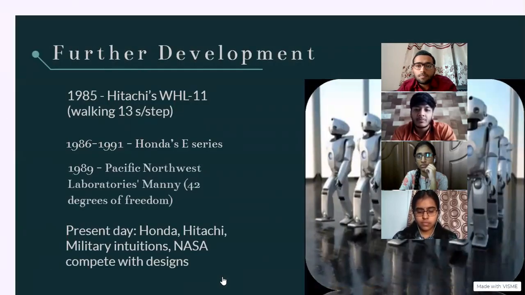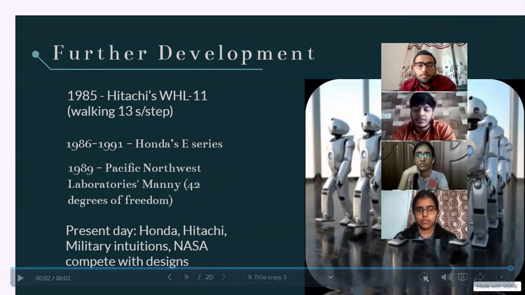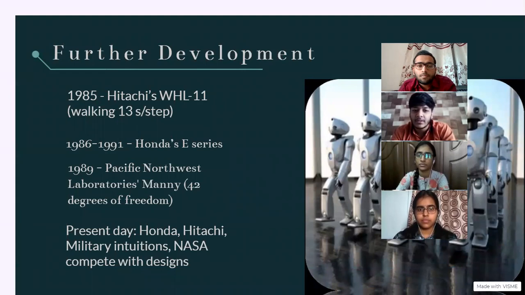Further development in humanoid robots started in the late 80s. Like in 1985, Hitachi's WHL-11 was developed, which could walk one step in 13 seconds. And in 1989, Pacific Northwest Laboratories developed a robot with 42 degrees of freedom. In the present day, Honda, Hitachi, and NASA are competing for designs. Next slide.